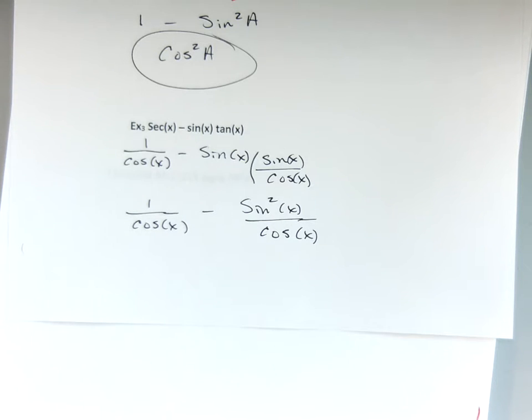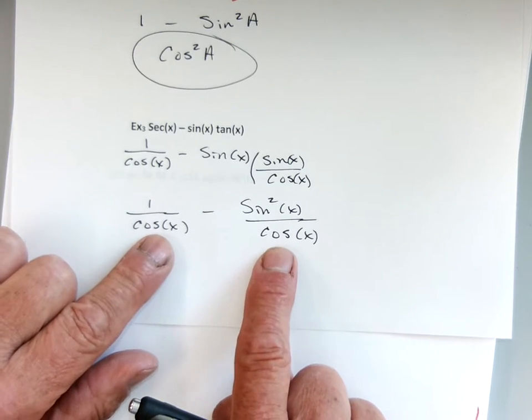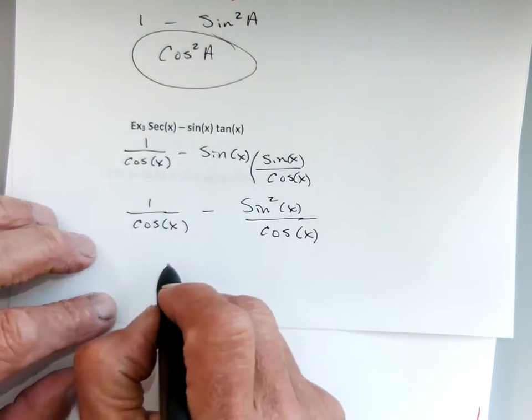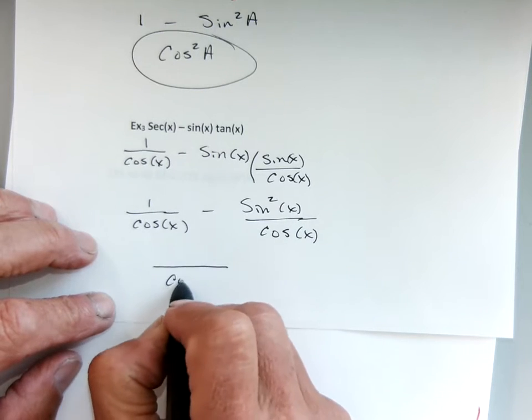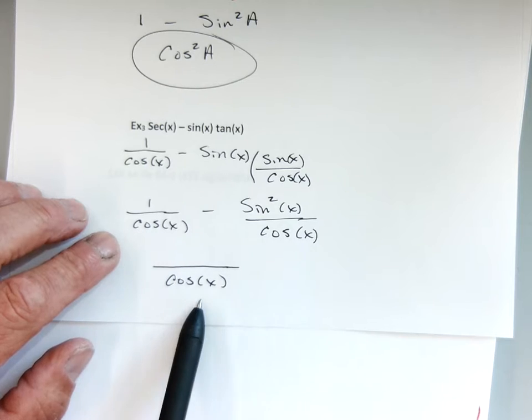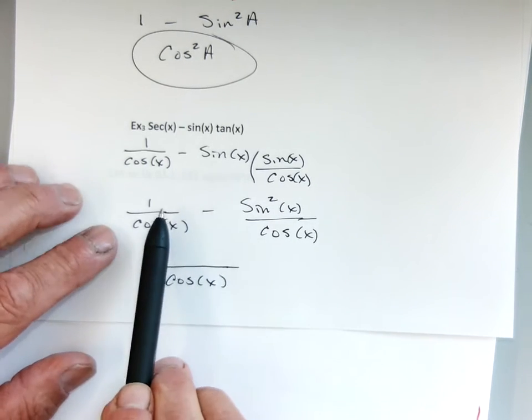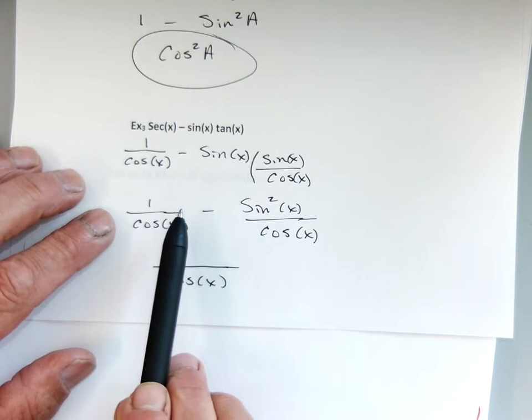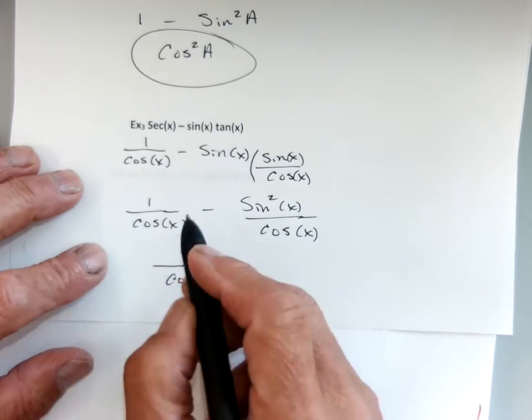I'm subtracting fractions. Now think of this as subtracting fractions because it really is. I need a common denominator when subtracting fractions. I already have a common denominator, right? My common denominator is cosine of x. And so then I have a common denominator of cosine, and in my numerator I have 1 minus sine squared.